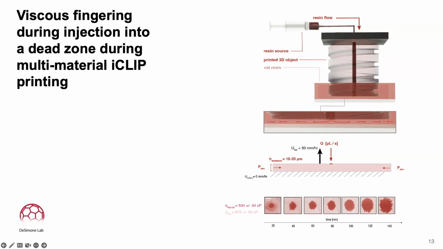A well-documented phenomenon of viscous fingering, whereby a resin of a lower viscosity displacing a resin of a higher viscosity in a thin gap results in unstable flow boundaries, is observed in the in situ images at the bottom, whereby an initially stable flow boundary with the red resin and pink resin quickly becomes unstable as the red resin displaces pink resin in the dead zone during the course of the roughly 2.5-hour print.